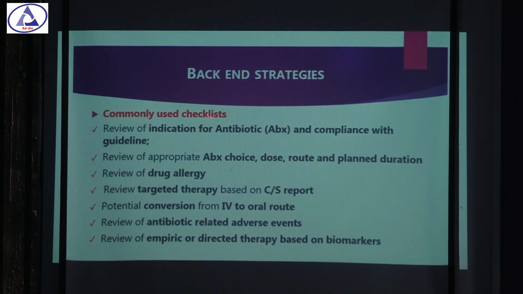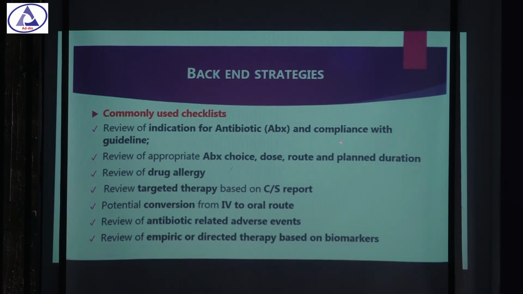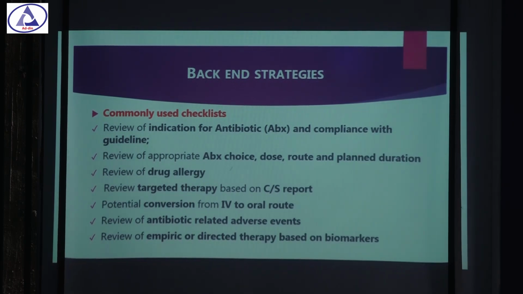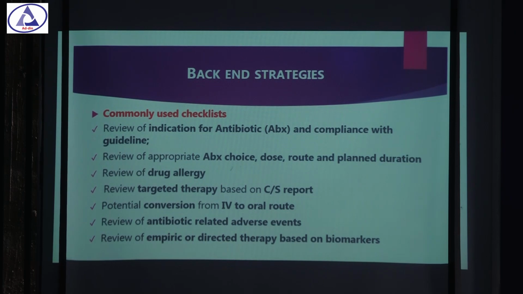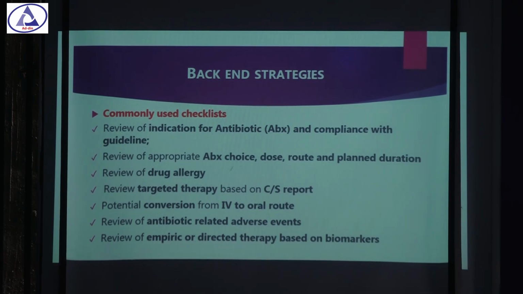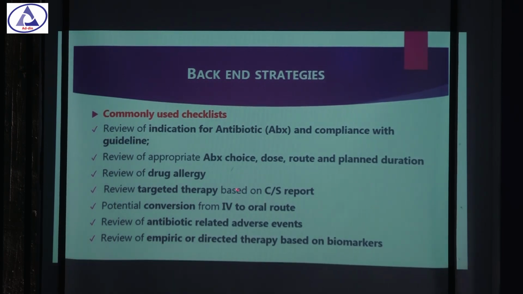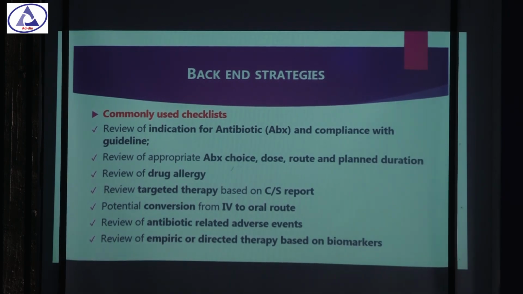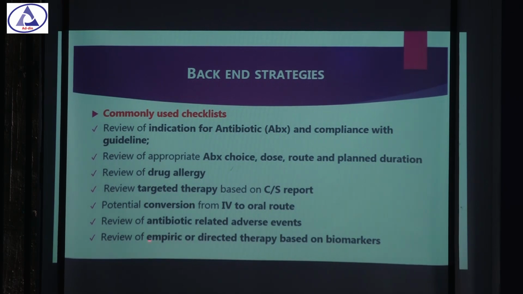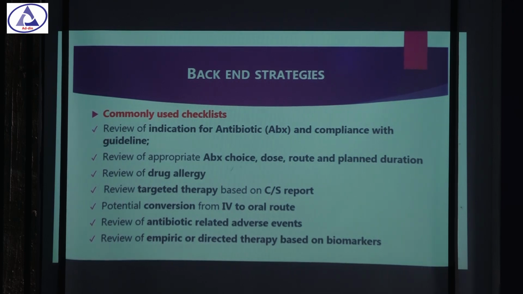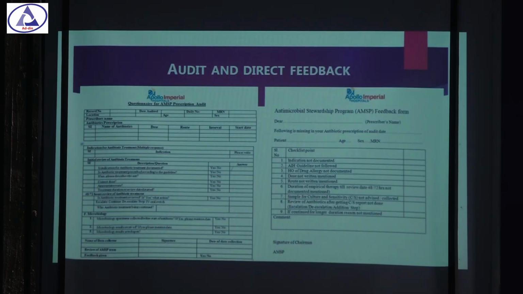The back-end strategy includes the following checklist. It will include review of indication, antibiotic, compliance with the guideline, whether an appropriate antibiotic is chosen or not, proper drug, dose, and duration. There will be review of drug allergy. There will be review of selection of proper therapy after getting the culture sensitivity report. Review of conversion of IV to oral drug, whether it is maintained or not, etc. And review of empirical and directed therapy, which will be based on biomarkers. These are the commonly used checklist.